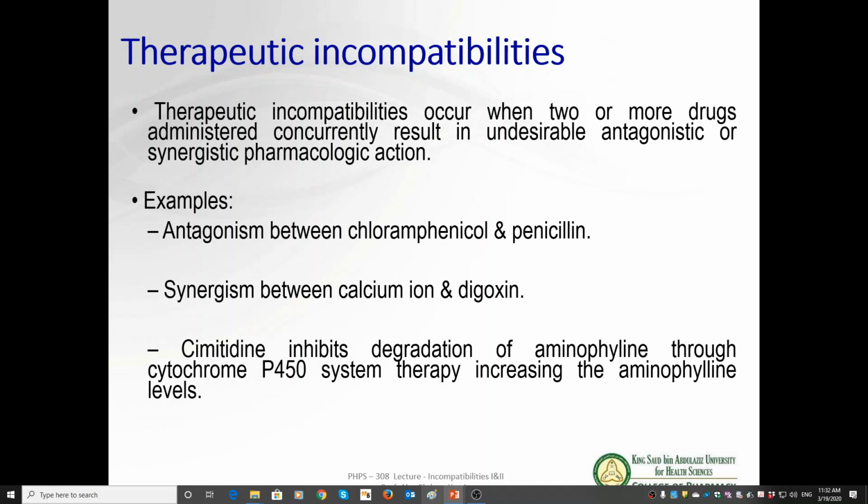So we just mentioned that they are considered incompatibility in general, but they can be discussed more under drug-drug interaction. Examples for this are numerous, and you are aware of this from other courses like pharmacology or therapeutic courses. This is very common.